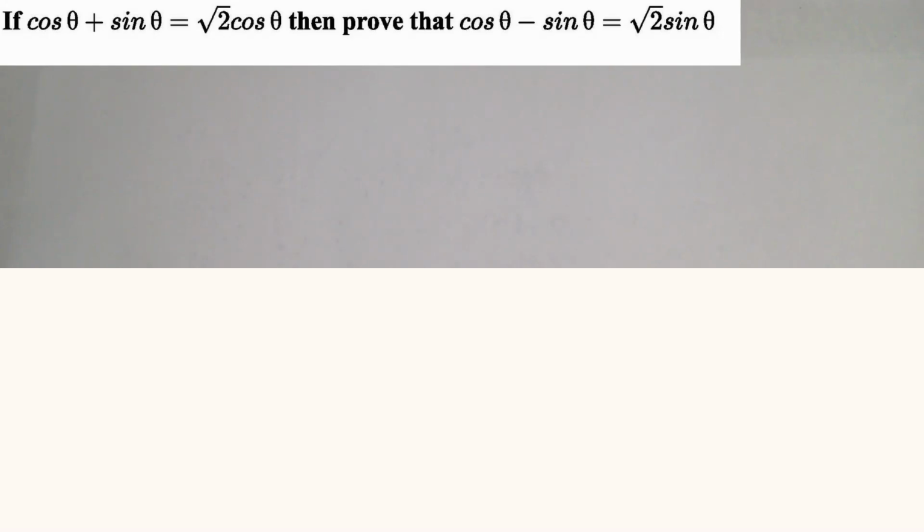Welcome everyone. If cos theta plus sin theta is equal to root 2 cos theta, then prove that cos theta minus sin theta is equal to root 2 sin theta. Here there are two equations. The first equation is the given equation and the second equation is the one to be proved. So writing the first two equations.